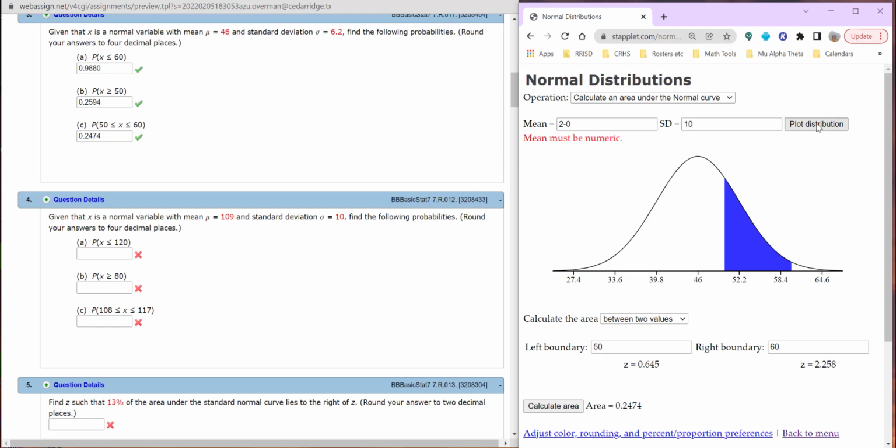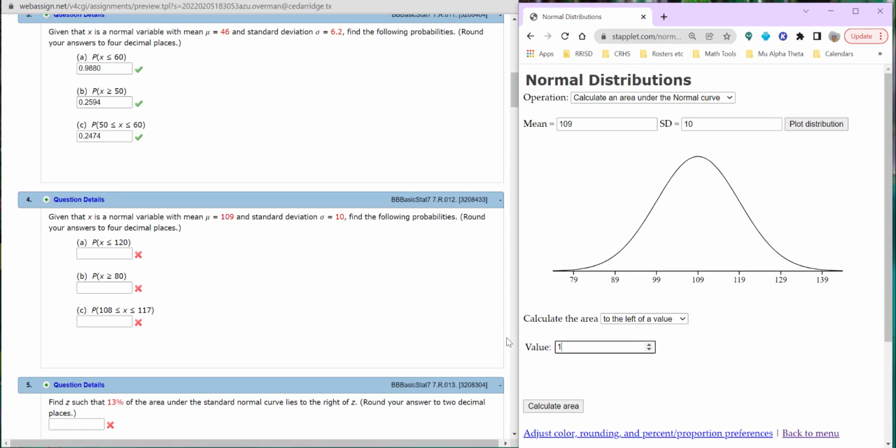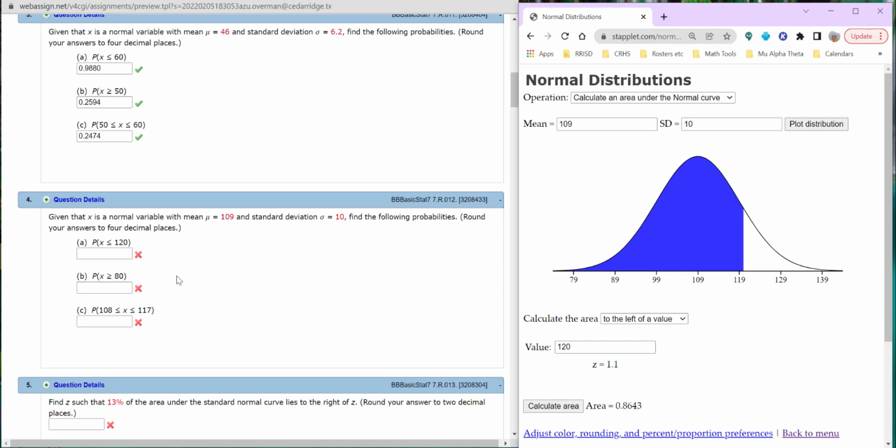So I put those in, plot my new distribution. Oh, 109. Can't type. 109 and 10. There we go. All right, so less than 120 to the left of the value, 120. Calculate. Oh, there's my z-score. Don't mix up your z-score with your decimal. Remember, a percentage or probability should always be less than 1 and at least 0.